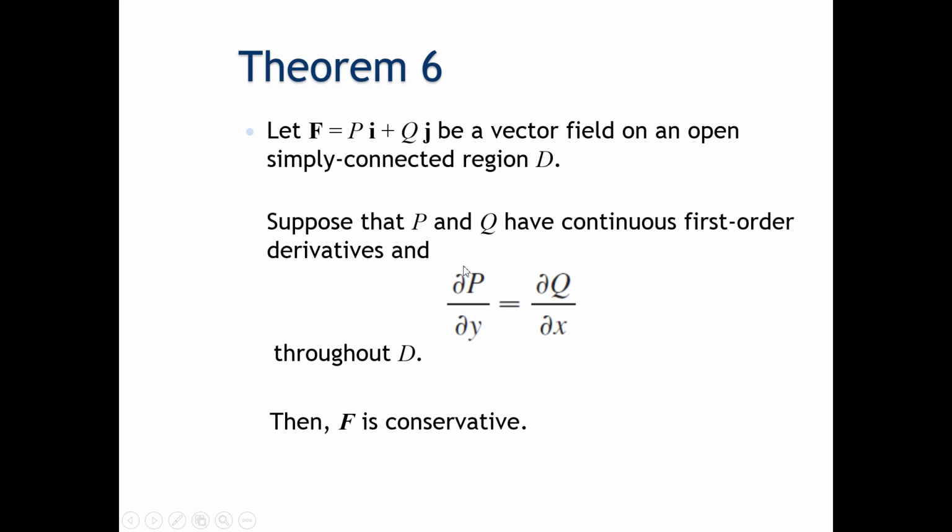Suppose that P and Q have continuous first order derivatives and this condition holds, that is, partial P by partial y is equal to partial Q by partial x throughout D. For every point in D this condition holds, then F is conservative. It means there exists a potential function f such that this vector field F is equal to del f, right?